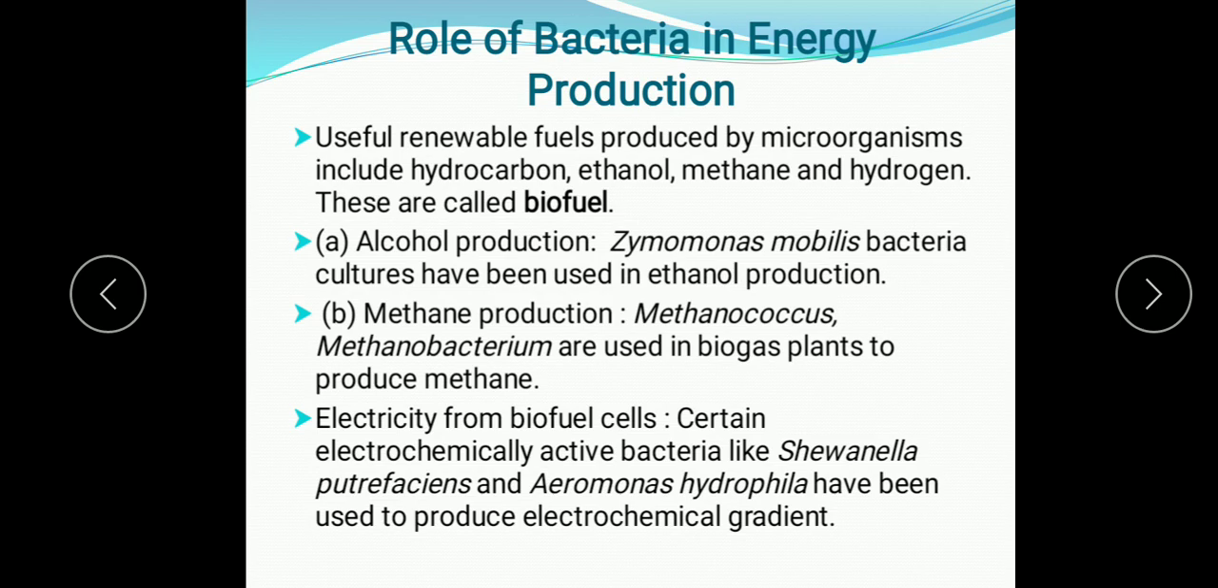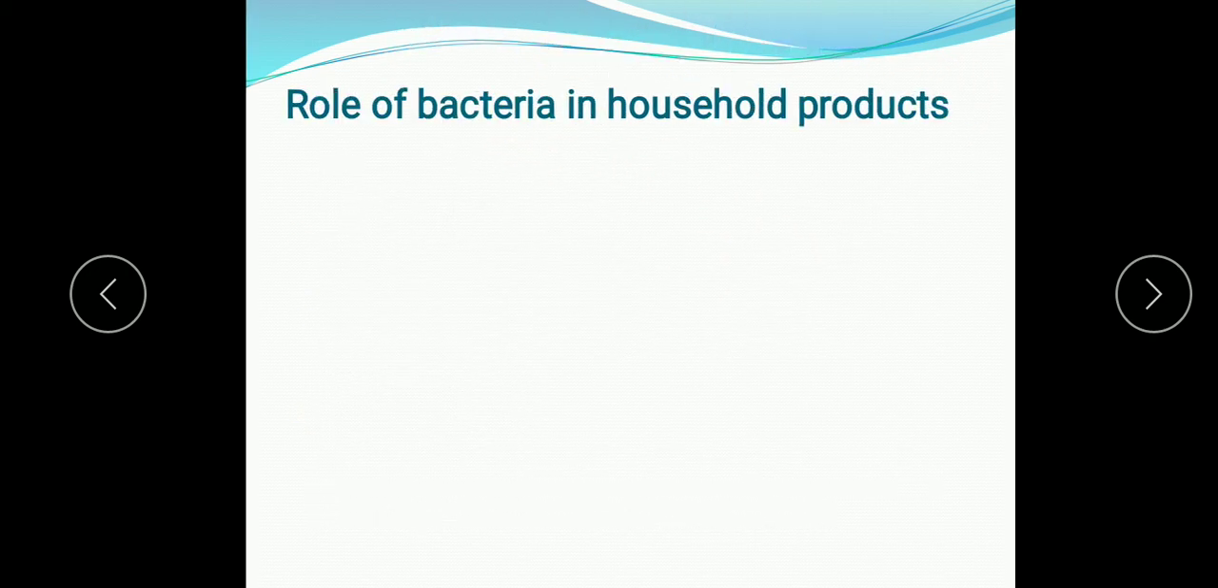Then electricity from biofuel cells. Biofuel cells use living organisms to produce electricity. For this purpose, certain electrochemically active bacteria like Shewanella putrefaciens and Aeromonas hydrophila have been used to produce an electrochemical gradient. So this is the role of bacteria in energy production.